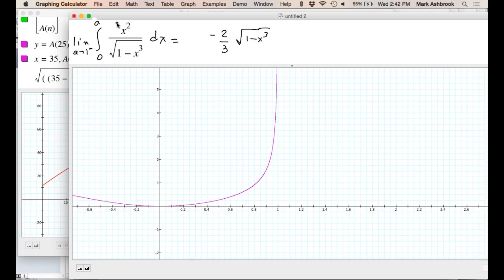Limit as a approaches 1 from the left, 0 to a. And so then we'll keep that limit notation. Limit as a approaches 1 from the left. And then we're going to go from 0 to a. Now we're going to evaluate at the limits. Negative 2/3 square root of 1 minus a cubed, plus 2/3, sorry, that's an a. 2/3 square root of 1 minus 0.